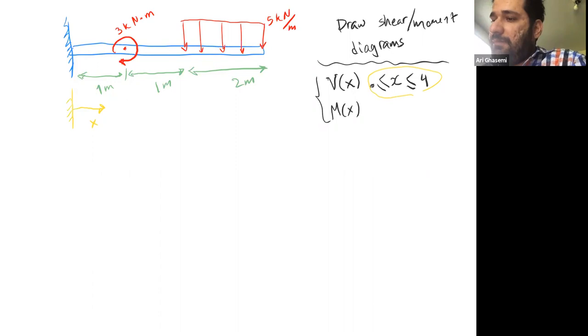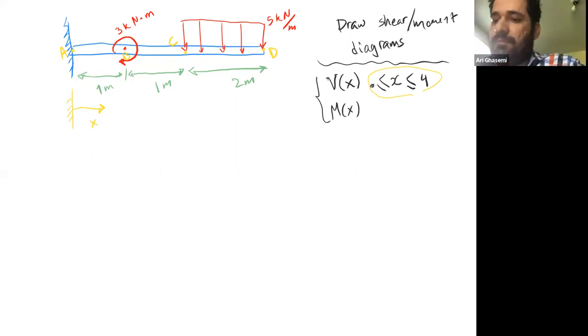In order to do that, you just go ahead and do the same thing. We first find external reactions if needed, and then you cut it in different sections, find the relations, and then plot it. Before I do that, how many different intervals should I consider? How many sections should I consider? Let's put a point here. Let's say this is A, B, C. Now, how many different intervals should I consider in my analysis when I want to find these relations?